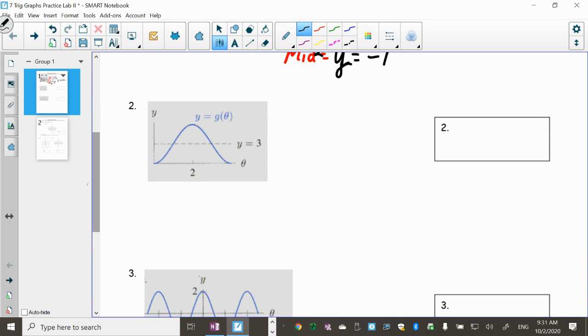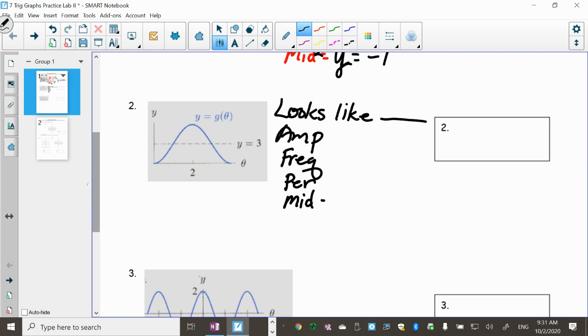Ready? Looks like, because I want you guys to be good at this. Amplitude, frequency, period, midline. Okay?